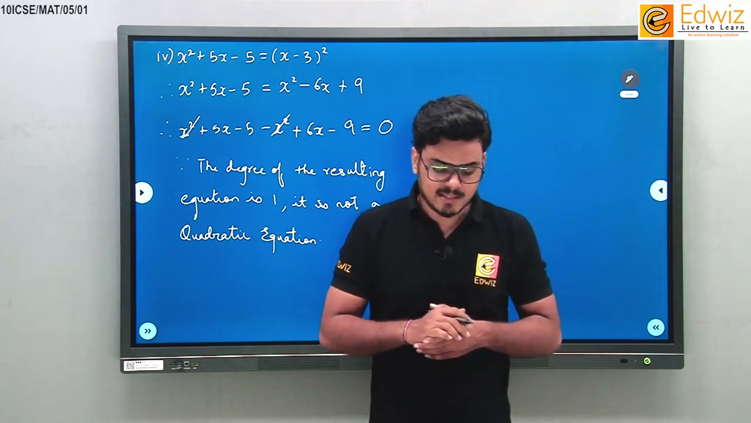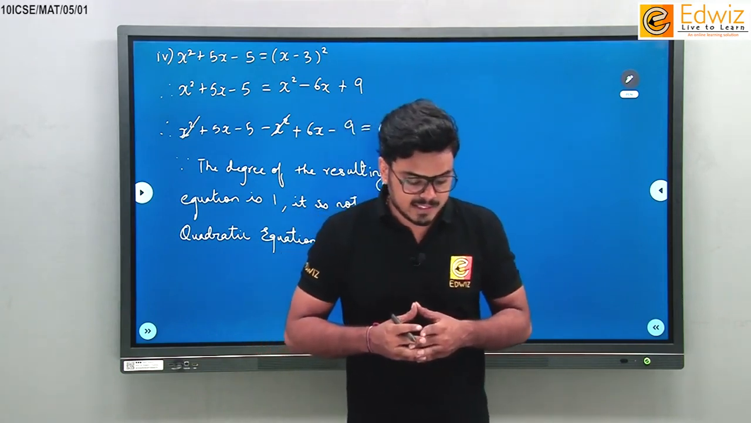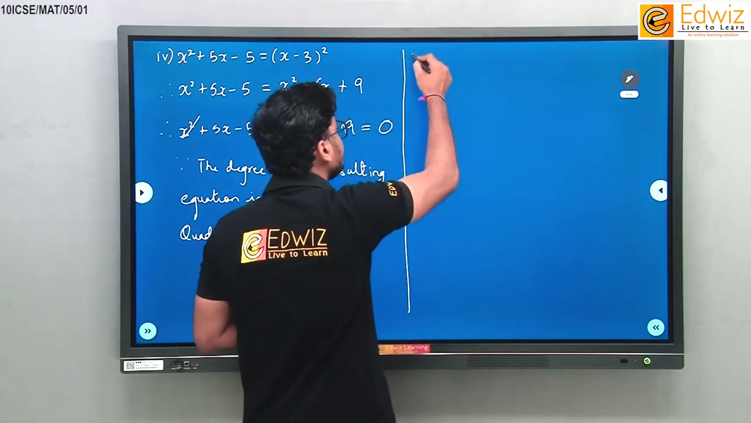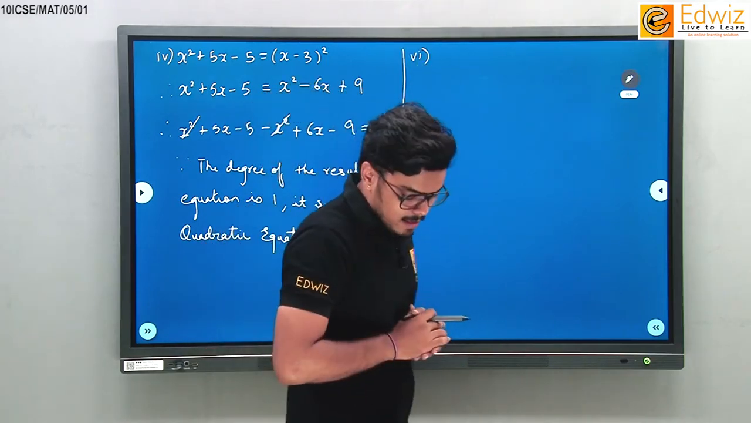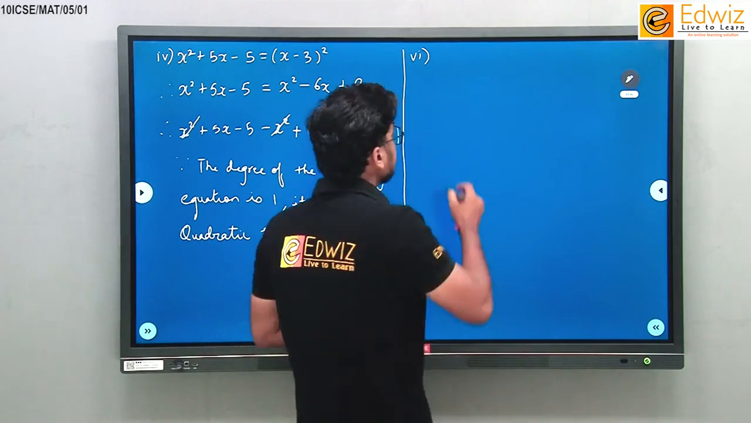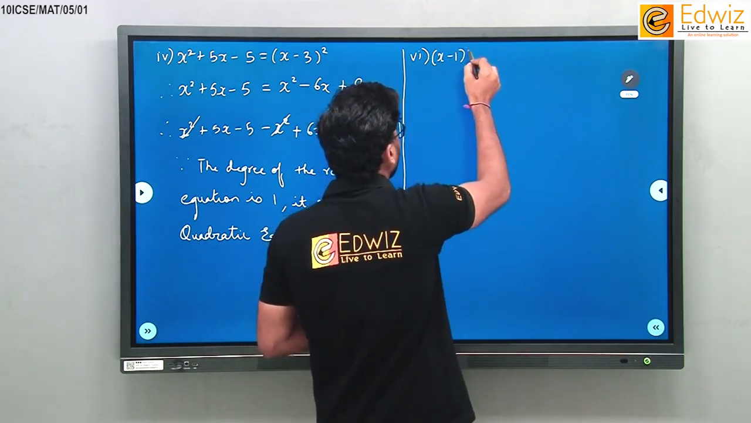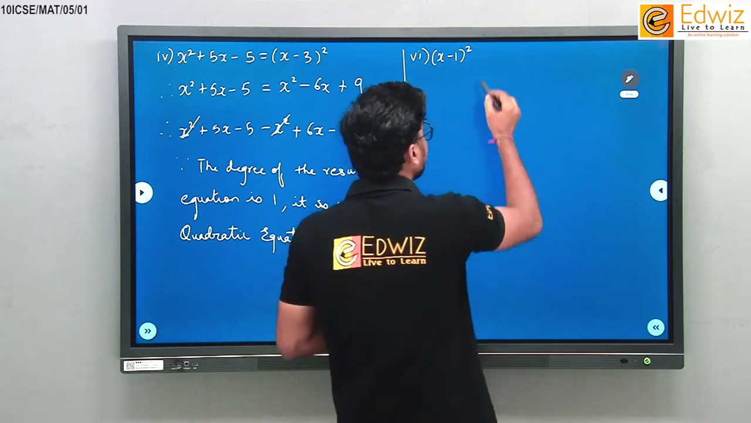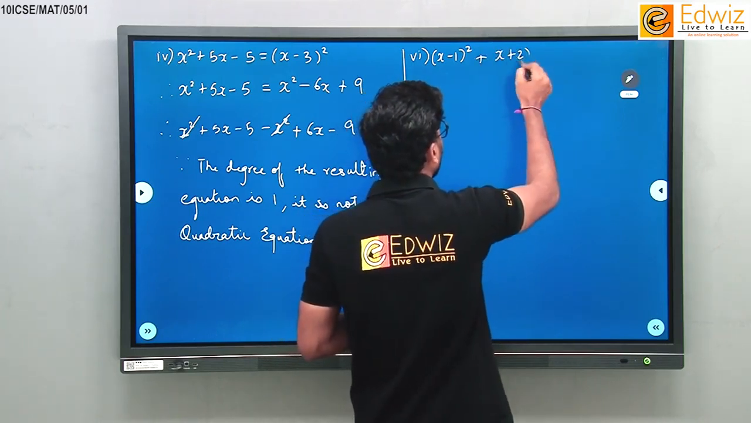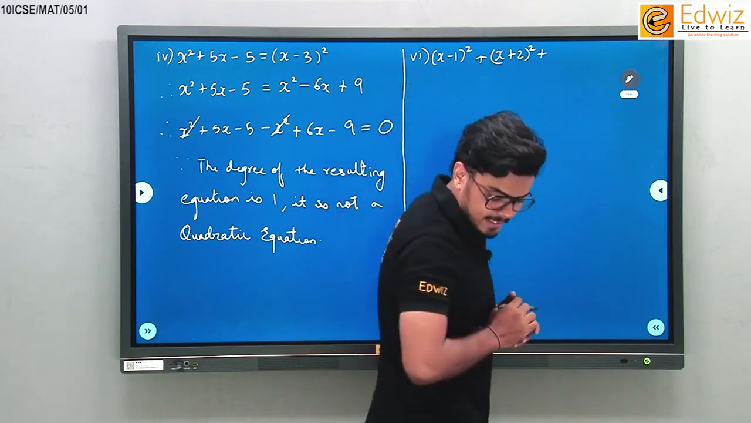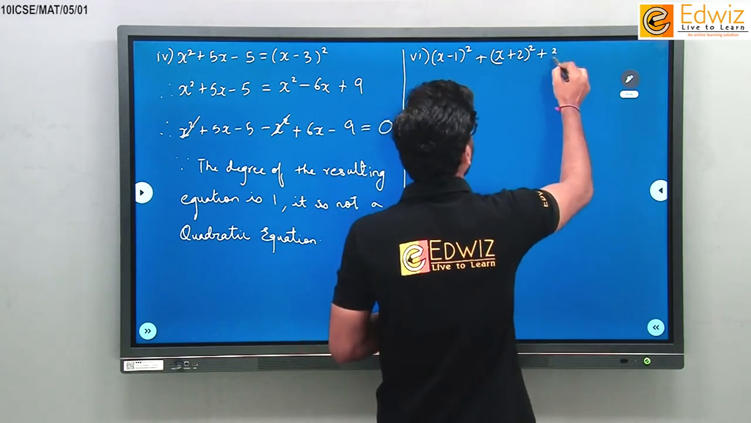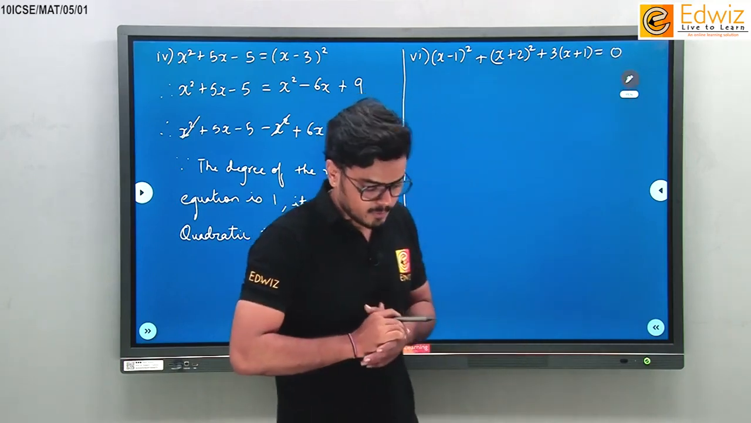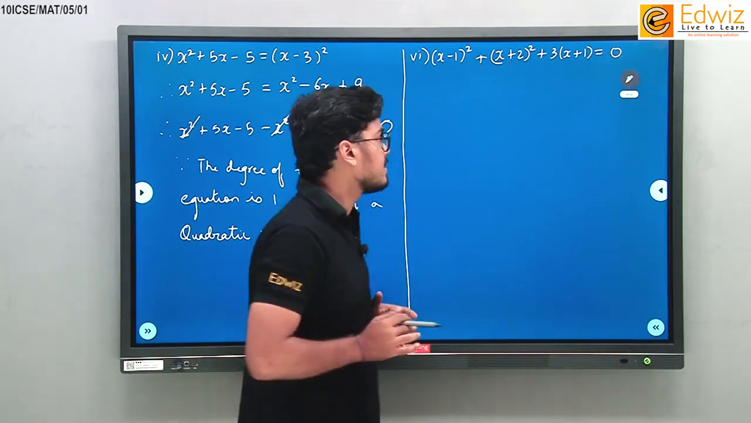Then we have the last sub question, sixth one, which we will check whether it is a quadratic equation or not. Let me just write the question here. (x - 1) the whole square plus (x + 2) the whole square plus 3 times (x + 1) equal to 0. Okay, this is the last sub question that we have here. Let us solve this quickly.